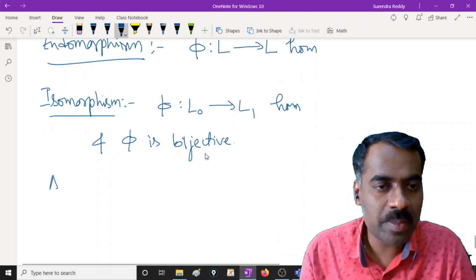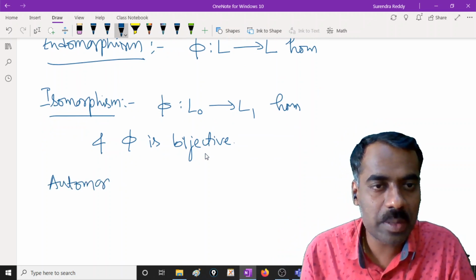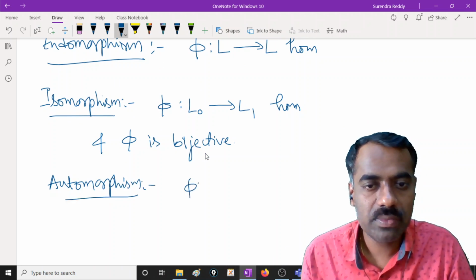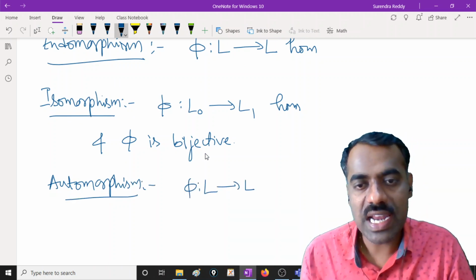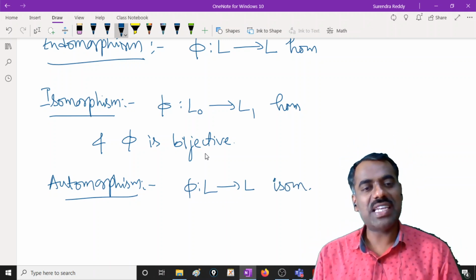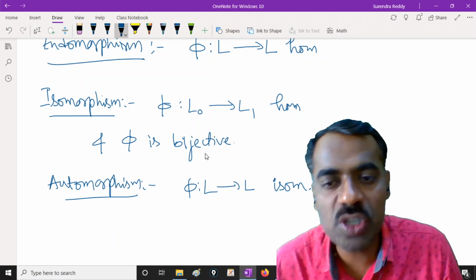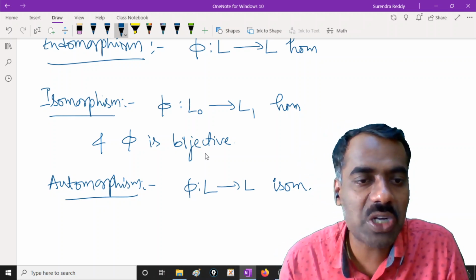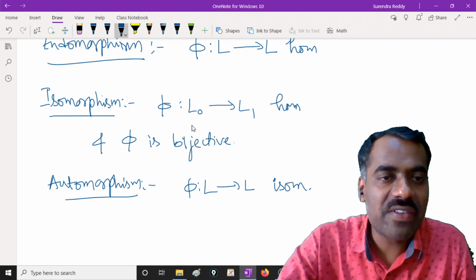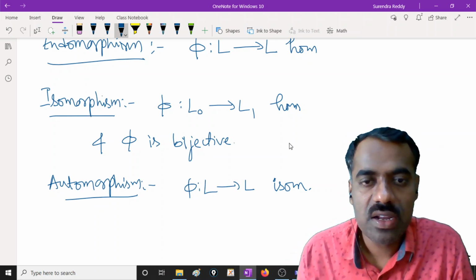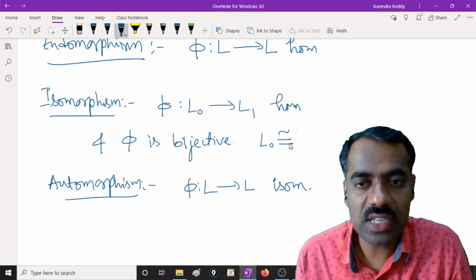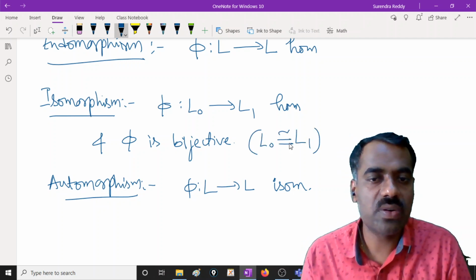Then what is meant by an automorphism? An isomorphism from that lattice to itself. If it is an isomorphism, then we say it is an automorphism. That means an isomorphism from a lattice to itself is called an automorphism. Is this clear? And whenever they are isomorphic, we will denote L0 is isomorphic to L1. This is the notation. Is this clear?